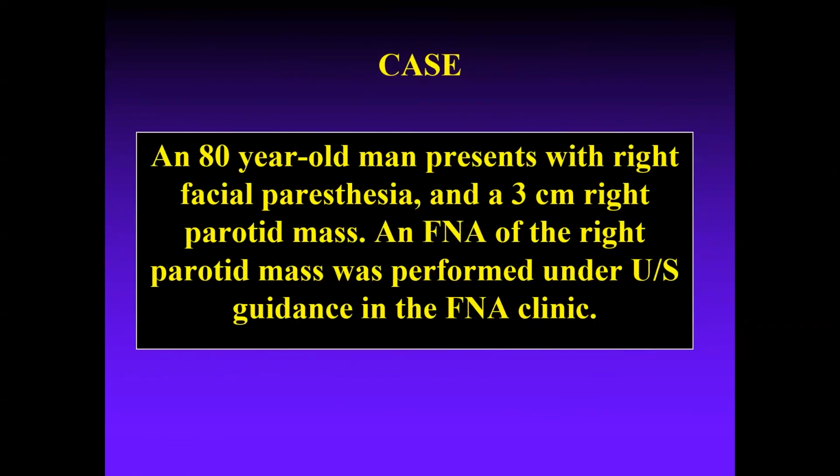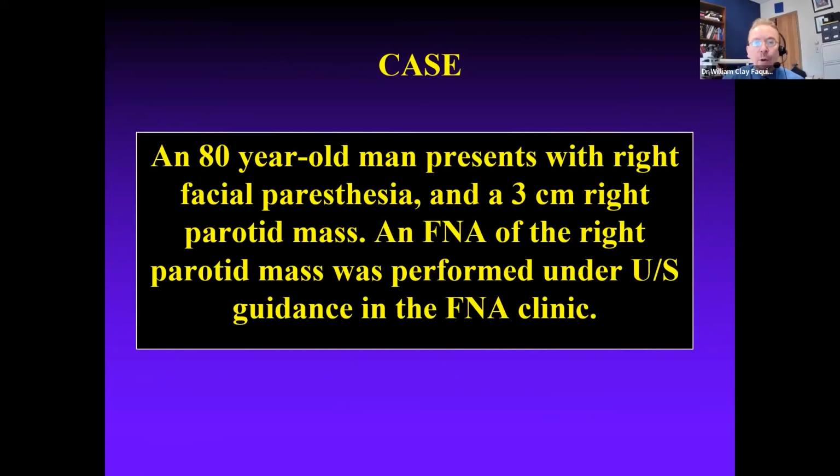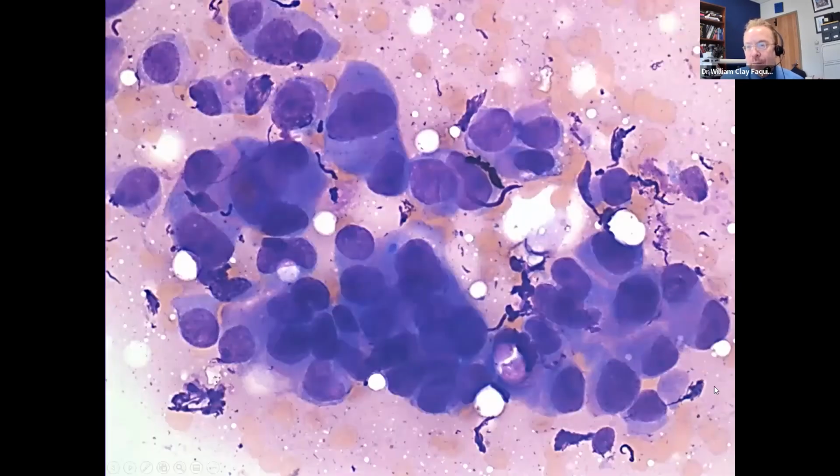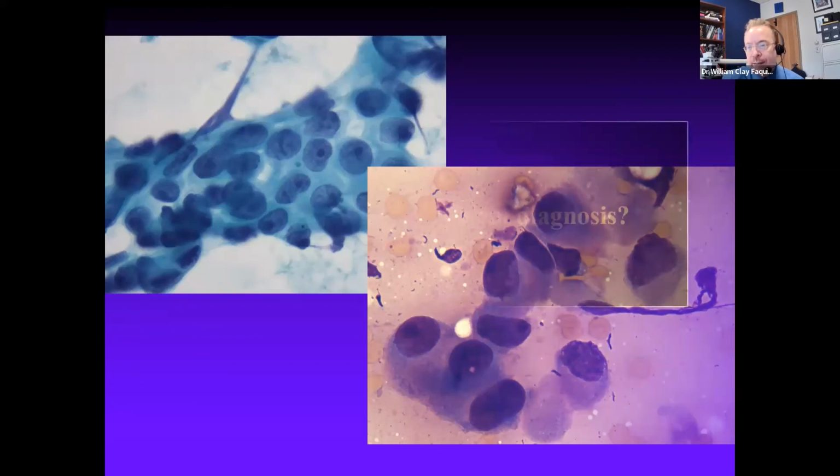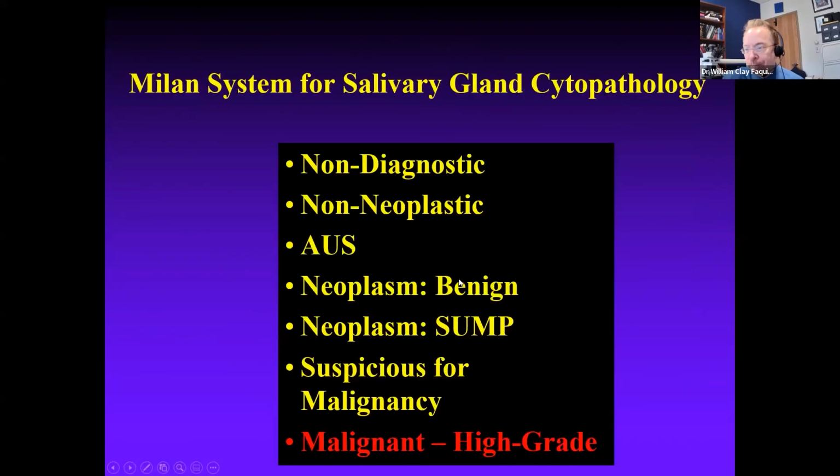The last thing I want to say is this case, an 80-year-old man who presents with right facial paresthesia. Again, we're going to be worried about malignancy. 3-centimeter parotid mass, and the FNA is done. Here on the air-dried preparation, we have these big, ugly cells. So this is a high-grade malignancy. Here's a Pap stain and another view of the air-dried. So we're going to put this into the malignant category. It's a high-grade carcinoma. So malignant, high-grade.